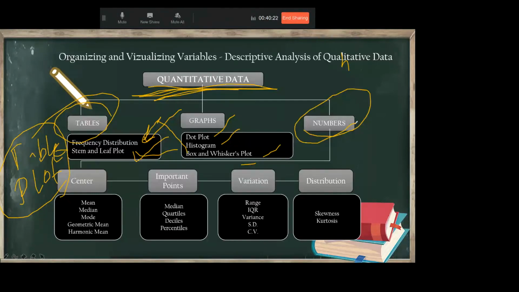So there are four important points. One is central tendency. What is the center of those data sets? So up till this, we're going to learn today. And then variation and distribution we will talk about in our next lesson along with the next topics.